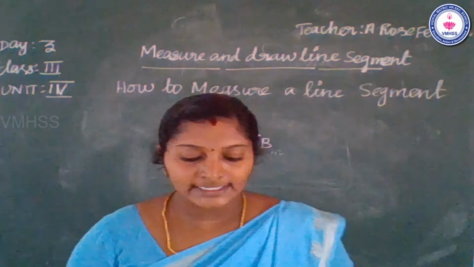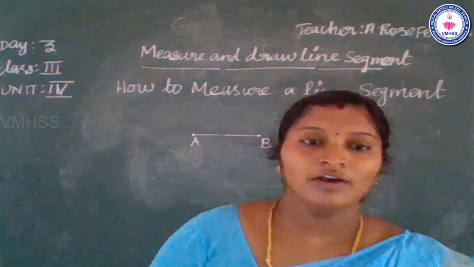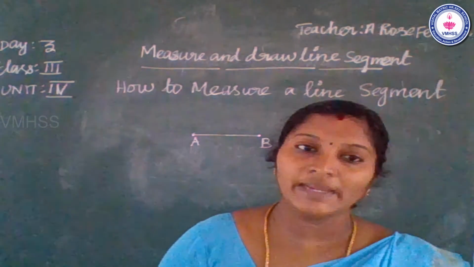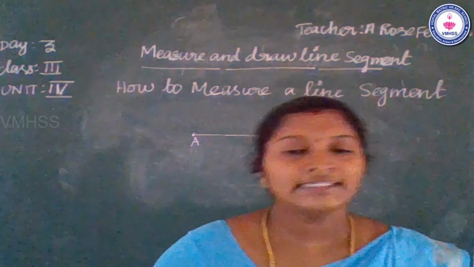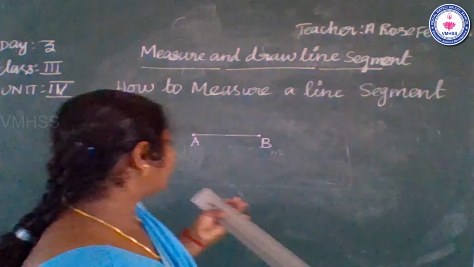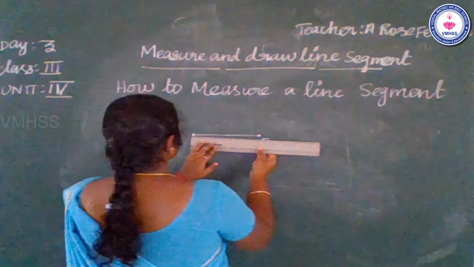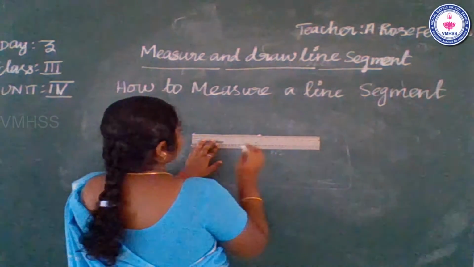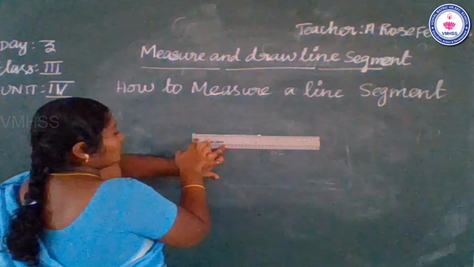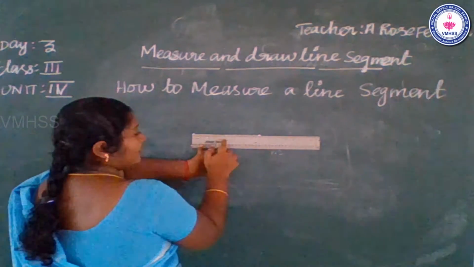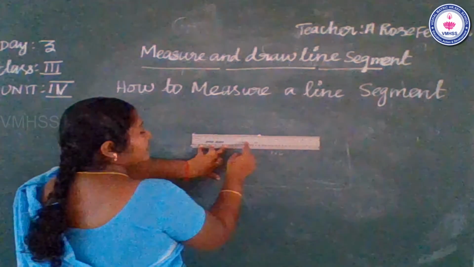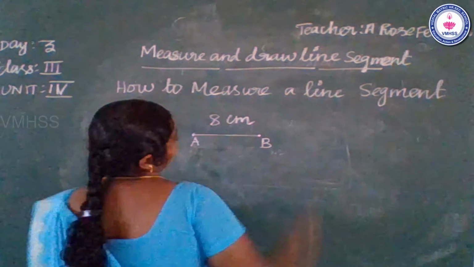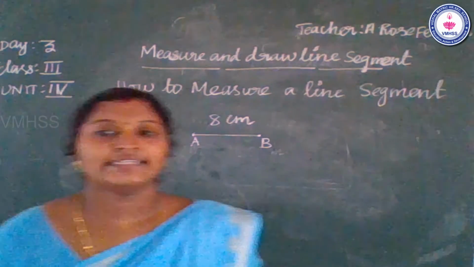Read the marking on the ruler at point B. Next, write the measurement in centimeter. Now we measure the line. Start at 0 centimeter and go to B. Now we count: 0, 1, 2, 3, 4, 5, 6, 7, 8. So this line is 8 centimeter.